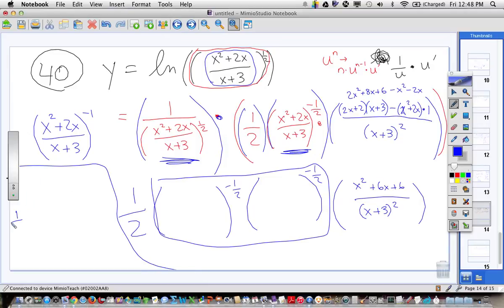So what I've got is a 1/2. I've got an x plus 3 over an x squared plus 2x to the first when I flip it. And then the other thing over there is x squared plus 6x plus 6 over x plus 3 quantity squared. This x plus 3 would cancel one of those x plus 3's. And I would have, finally, x squared plus 6x plus 6.